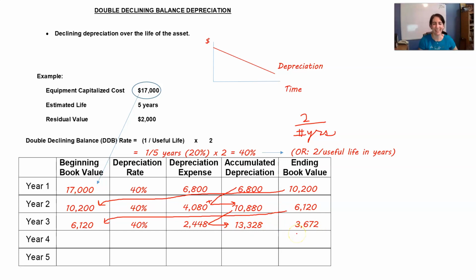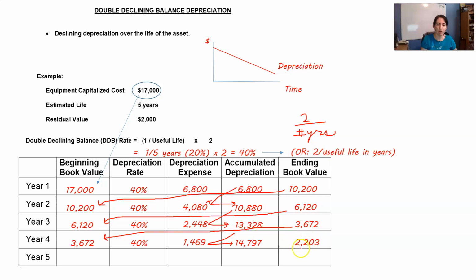Two more. Okay, so we're going to take this $3,672. I may as well stay consistent, draw another arrow. 40%, $1,469, $14,797 accumulated depreciation. My ending book value is, well, I'll draw the line again. $13,328 plus $1,469. My ending book value is $2,203.